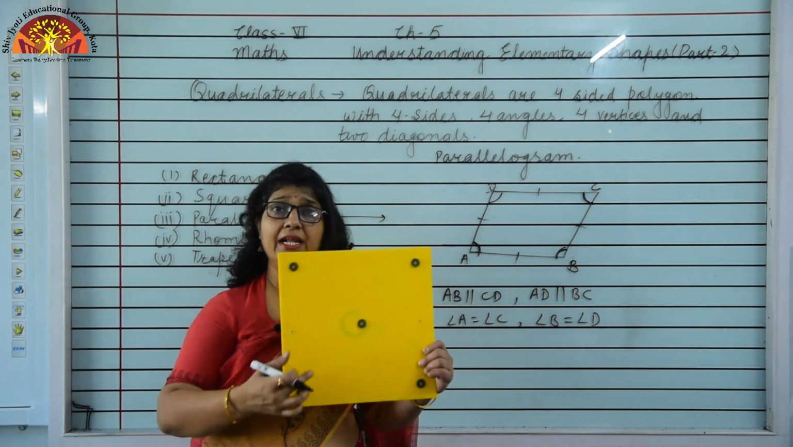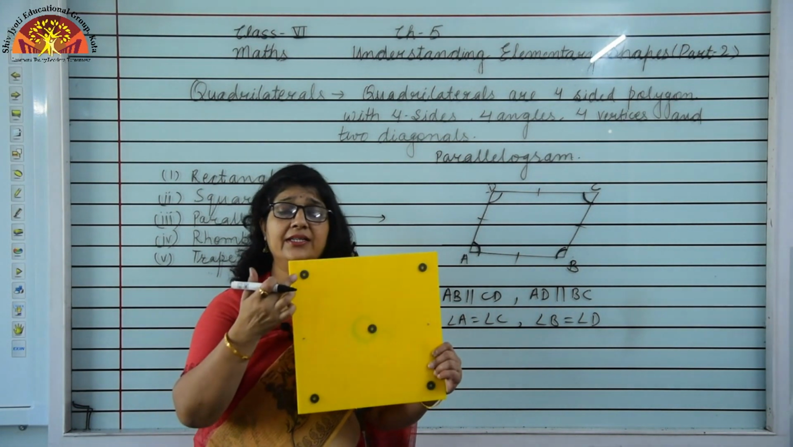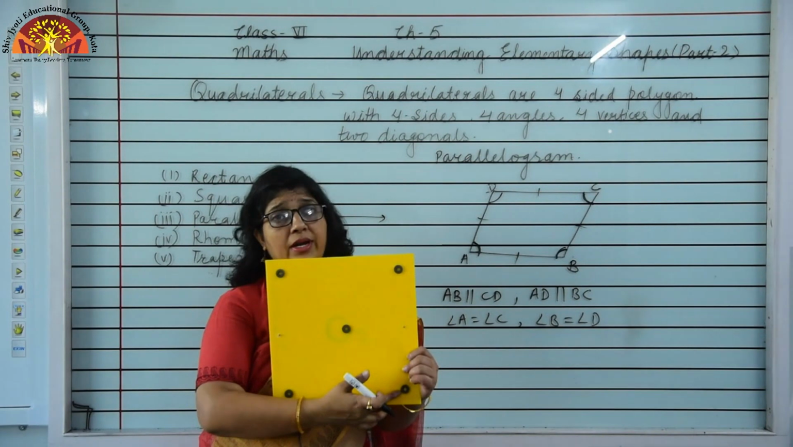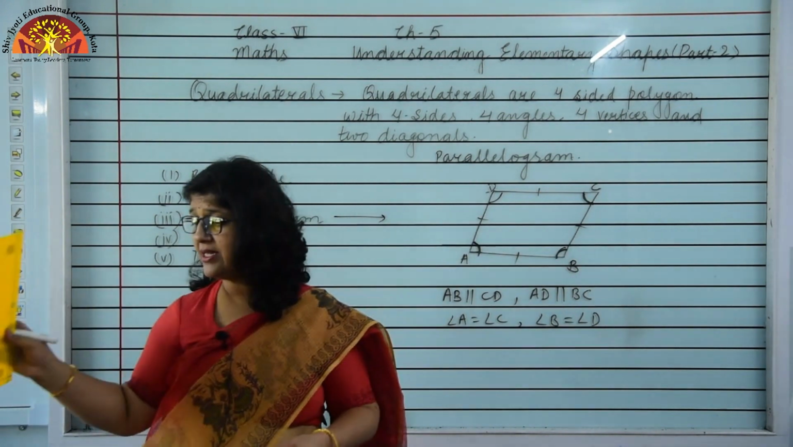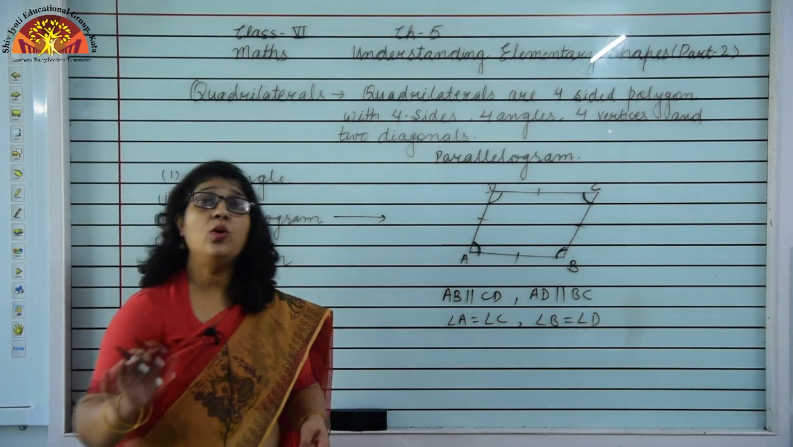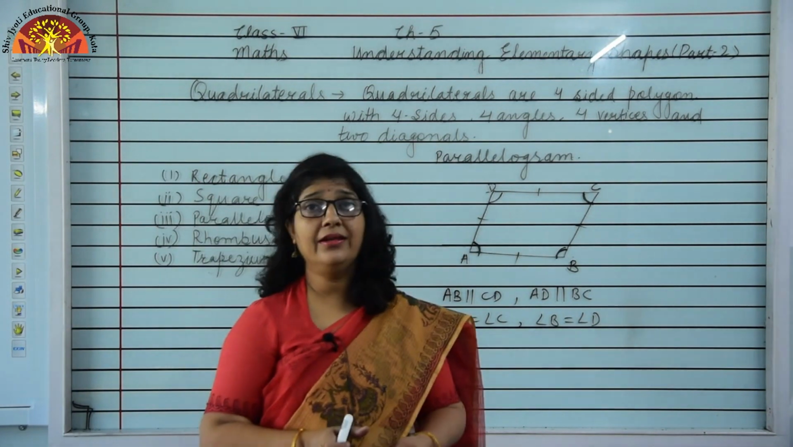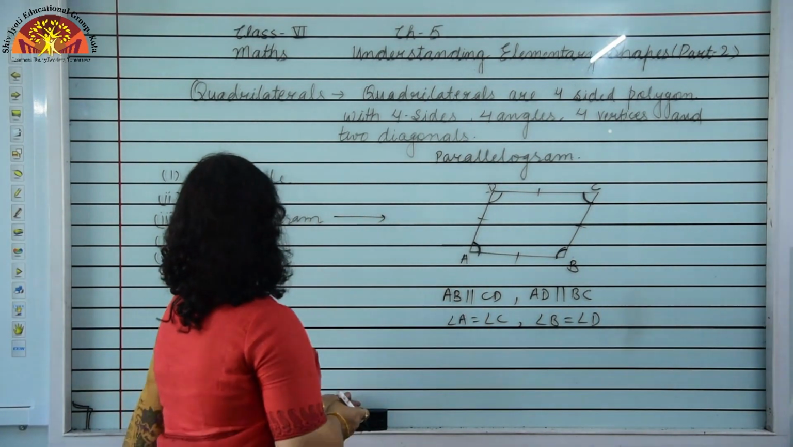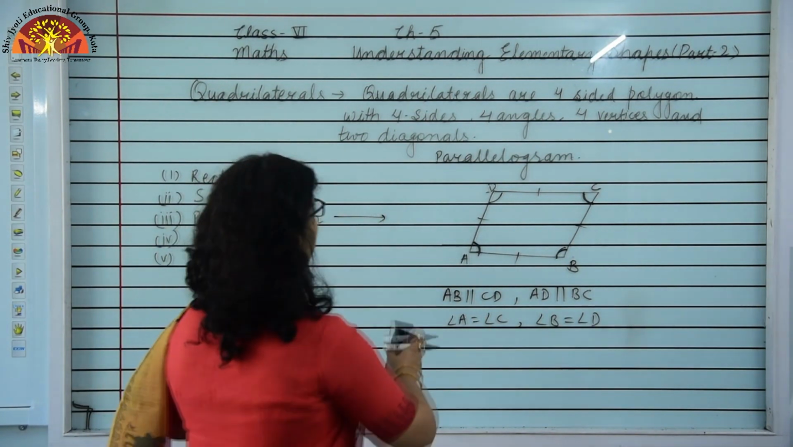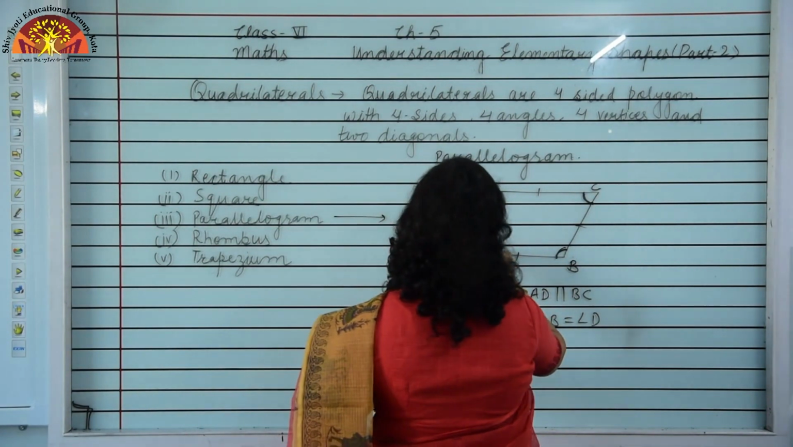Means this is 90 degree and this is also 90 degree and this is 90 degree and this is also 90 degree. So opposite angles are equal and opposite sides are also parallel. So a square and a rectangle is also a parallelogram. Understood? Now students, third type of, and diagonals also bisect each other.